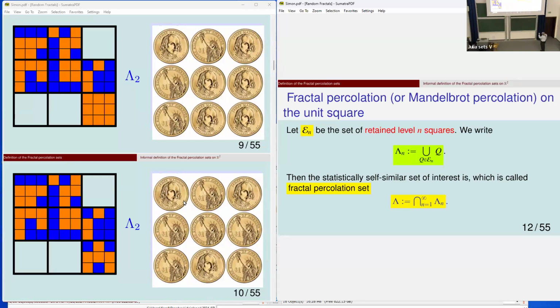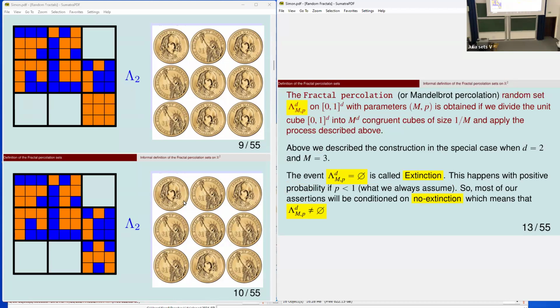So for every n, you take the cubes from E_n, and you take their union, and this union is the nth approximation. This is a nested sequence of compact sets, and whatever remains after infinitely many steps is the fractal percolation Cantor set.